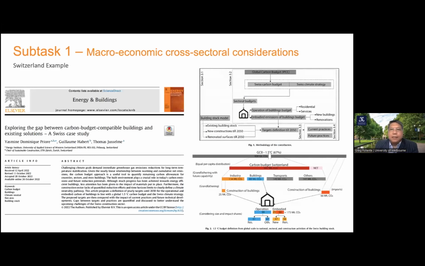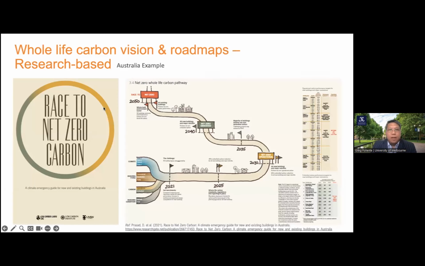And of course, we can also take into account the fact that there are macroeconomic cross-sectoral considerations that are reported in input-output tables of national statistics. That's not in the building and construction industry sector, that may be in manufacturing or transport, that need to be accounted for as well, which is very important. So we have some research-based roadmaps like this one produced by the CRC Low Carbon Living, led by UNSW some time ago.